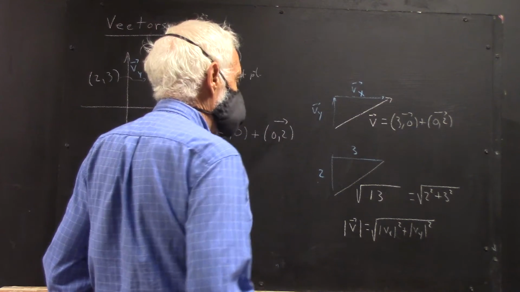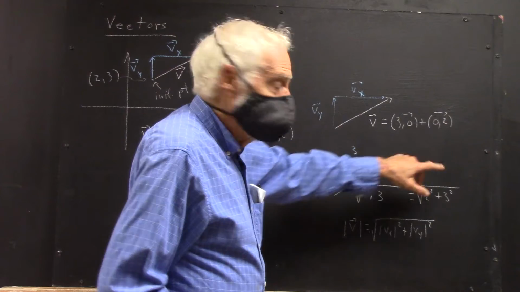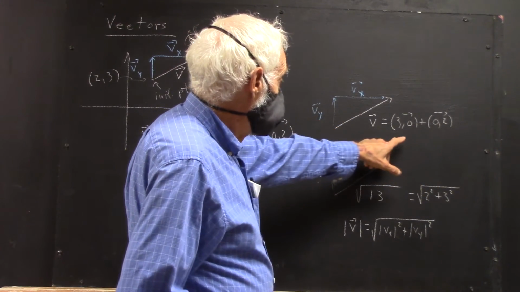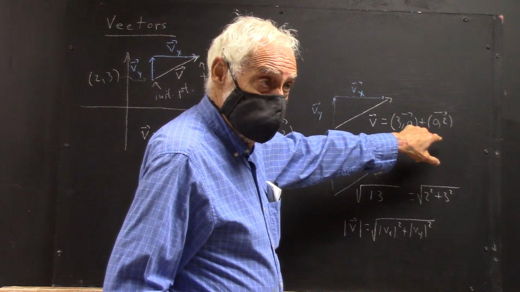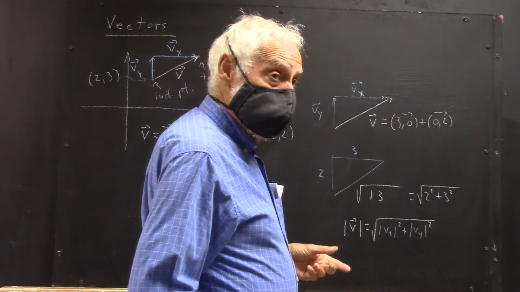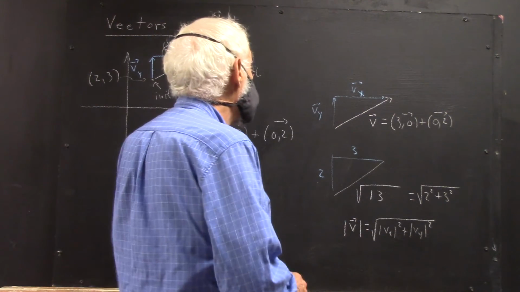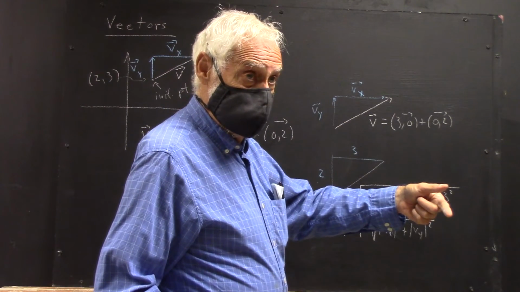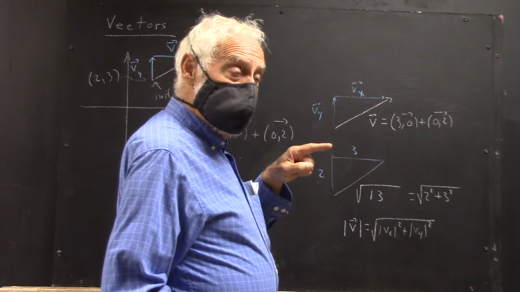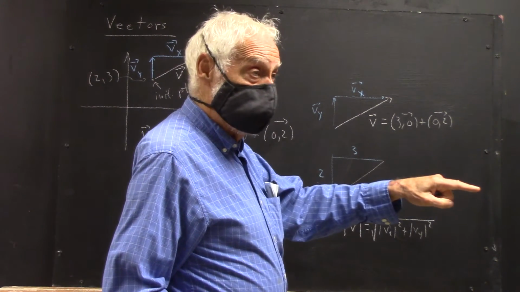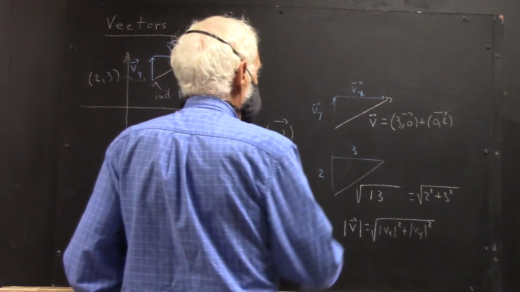Okay, well, one way to represent a vector is as a sum of x and y components. Okay? Another way to represent it is by its magnitude or length and its angle. The angle is always measured with respect to the direction of the positive x-axis, the positive x direction. So now we've got an angle here.